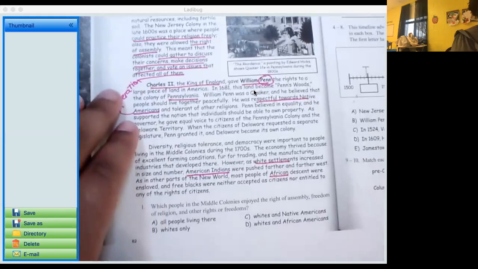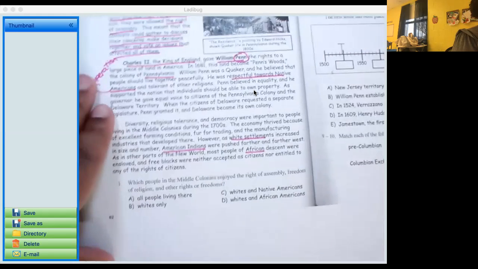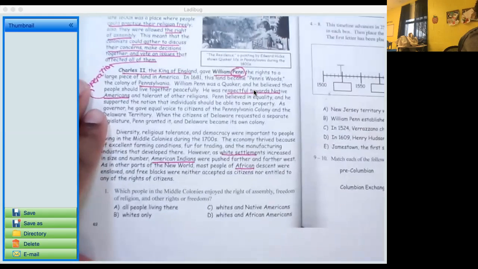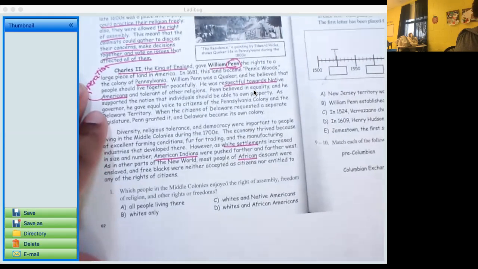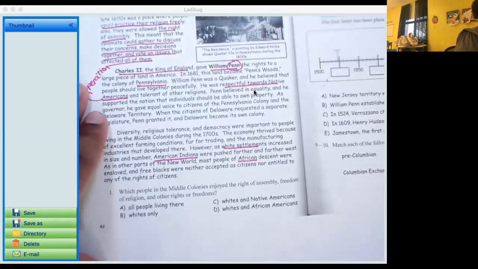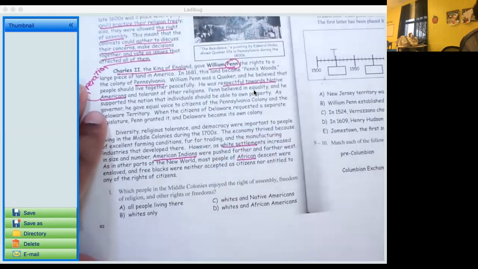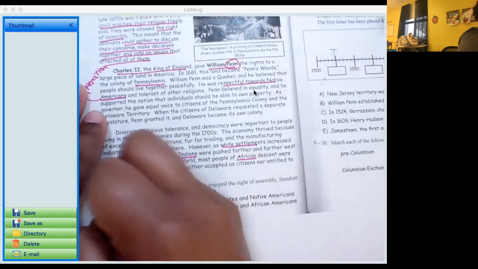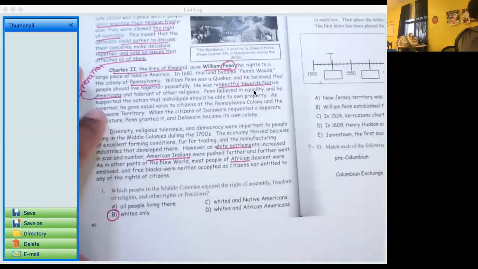So now let's look at the questions here. Number 1, which people in the Middle Colonies enjoyed the right of assembly, freedom of religion, and other rights or freedoms? A, all people living there. B, whites only. C, whites and Native Americans. Or D, whites and African Americans. And the answer that we want to put here is B. All right. We know that Africans were mainly enslaved, okay, and Native Americans were being pushed off their land further and further west. So our answer here is B.